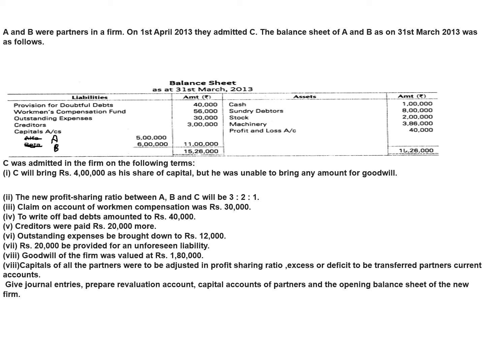Now what he says, capital of all the partners to be adjusted in profit sharing ratio, excess or deficit to be transferred to current accounts. After adjustment, if there is any excess or deficit, that will be adjusted through current account. Give the journal entries, prepare revaluation account, partners capital account and the balance sheet.